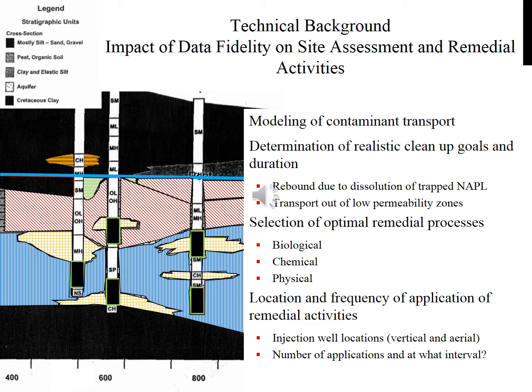and also potentially allow you to determine the transport time out of the low permeability zones. It could aid in the selection of remedial processes, so whether it's better to go with a biological approach, bioaugmentation, biostimulation, or a chemical process such as nano iron, or other physical processes such as heating. It can also help with the location and frequency of application, to better pinpoint where the amendments will have the greatest effect.